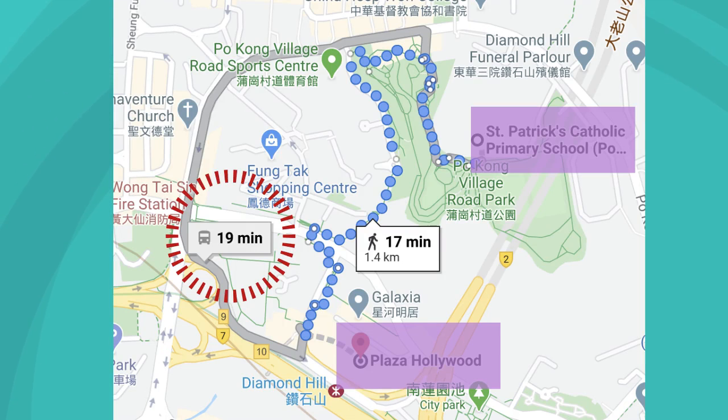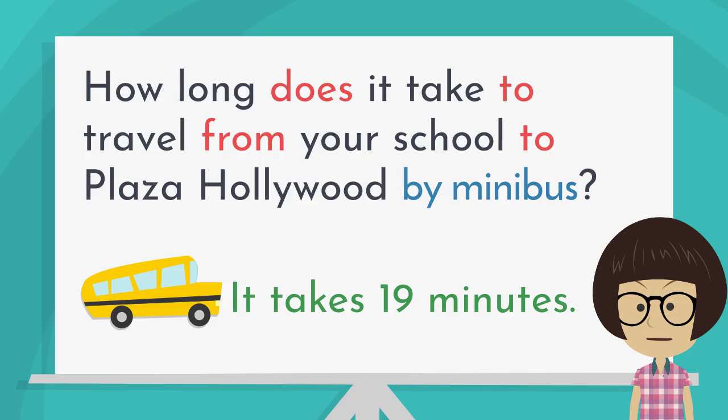How about taking a minibus? How would you ask the question? You can add the means of transport at the end of the questions, like, how long does it take to travel from your school to Plaza Hollywood by minibus?